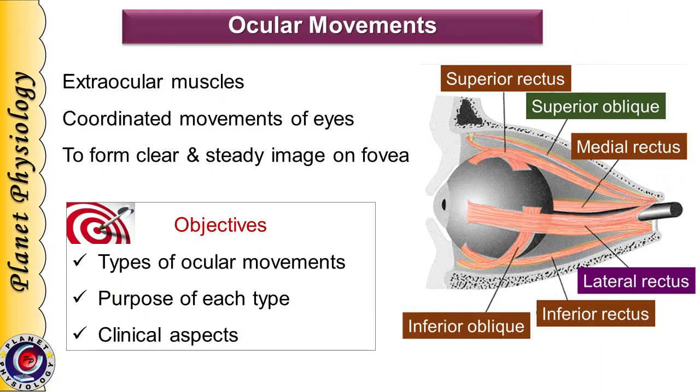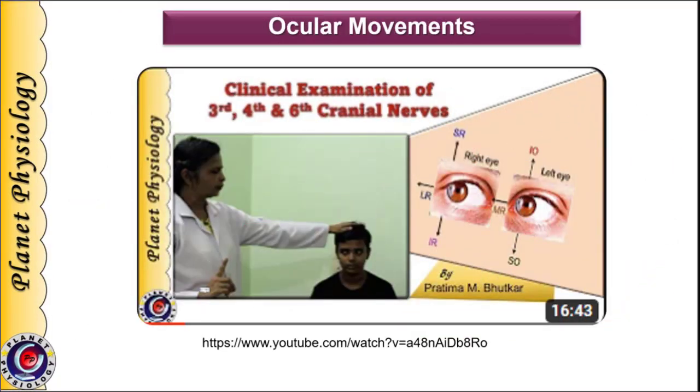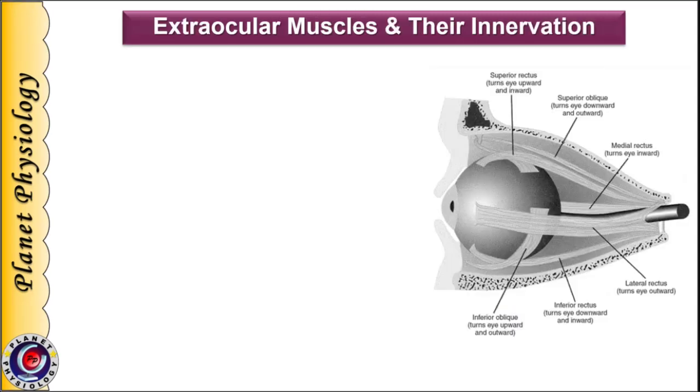To understand this topic, you must know various extraocular muscles, their nerve supply and actions. Details of this part is already discussed in clinical examination of 3rd, 4th and 6th cranial nerves, and the link for the same is shared in the description box below. Let's quickly revise the important points.